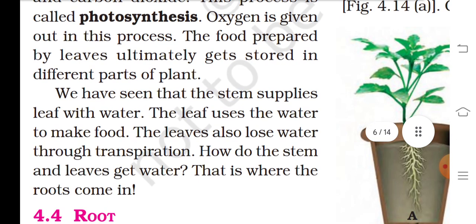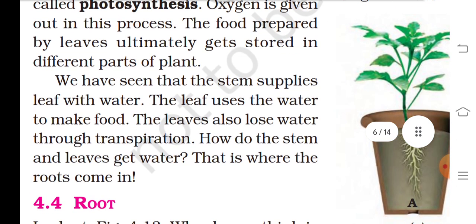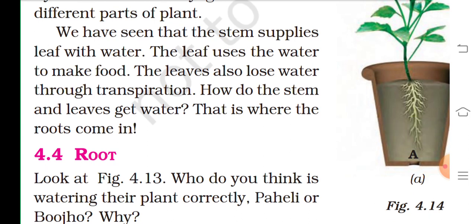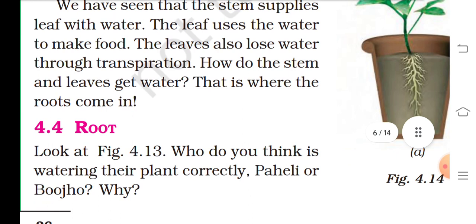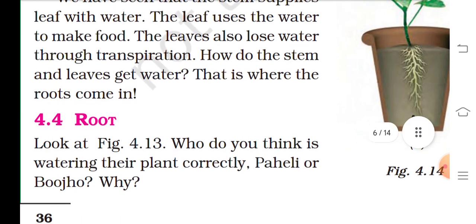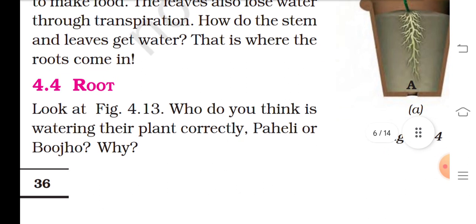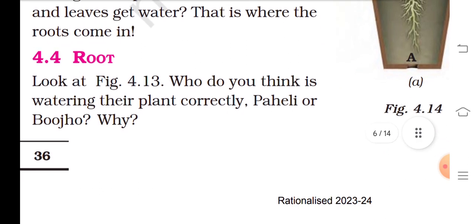The food prepared by leaves ultimately gets stored in different parts of the plant. We have seen that the stem supplies leaves with water. The leaves use the water to make food. The leaves also lose water through transpiration. How do the stem and leaves get water? That is where the root comes in.